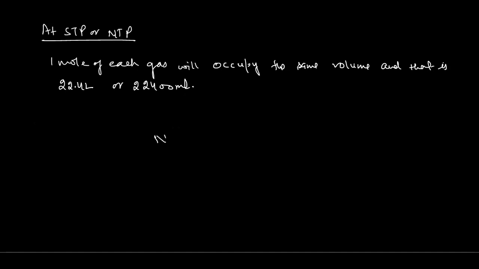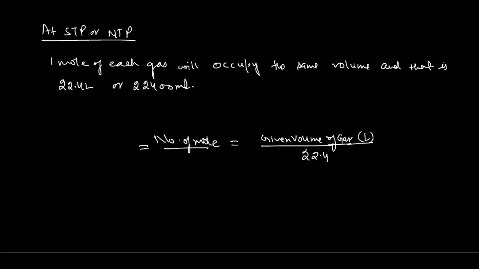So we can simply say that the number of moles is equal to the given volume of gas in liters upon 22.4. And if the volume is not given to you, then you can write the number of moles as given mass of gas upon molecular mass. Got it? Okay. Now we have discussed the number of moles.